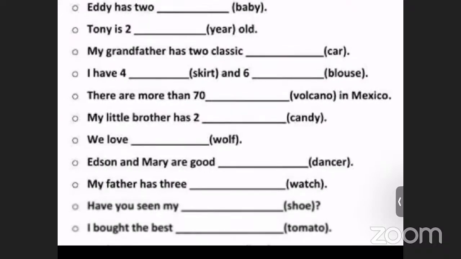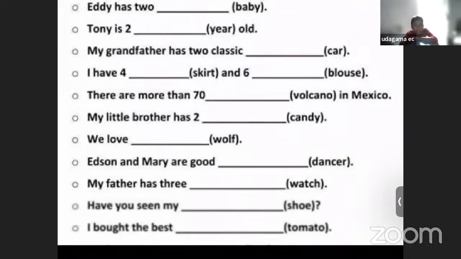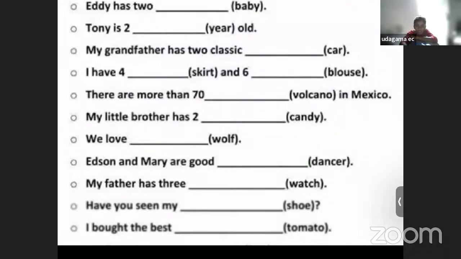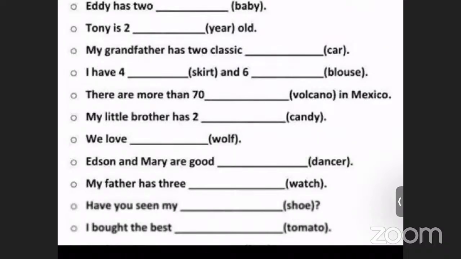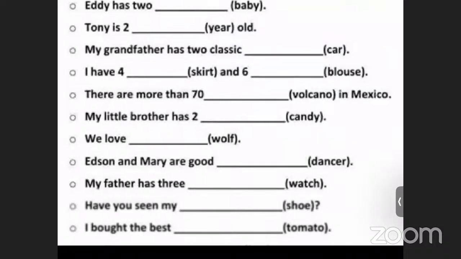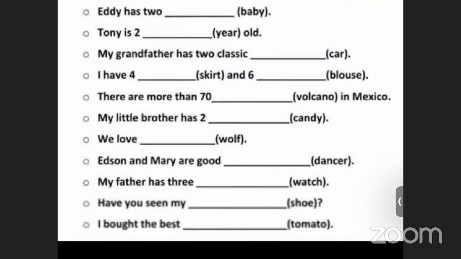Who can read me the next question? Edson and Mary are good dancers. Dancers. Very good. Thank you. Next one. My father has 3 watches. Watches. That's good. My father has 3 watches. Next one. One before the last.